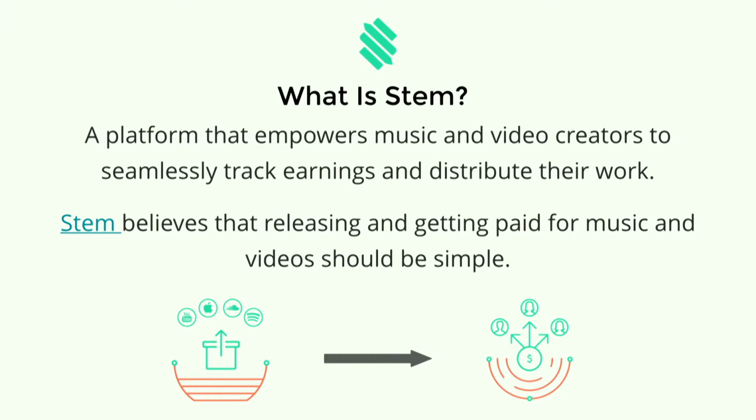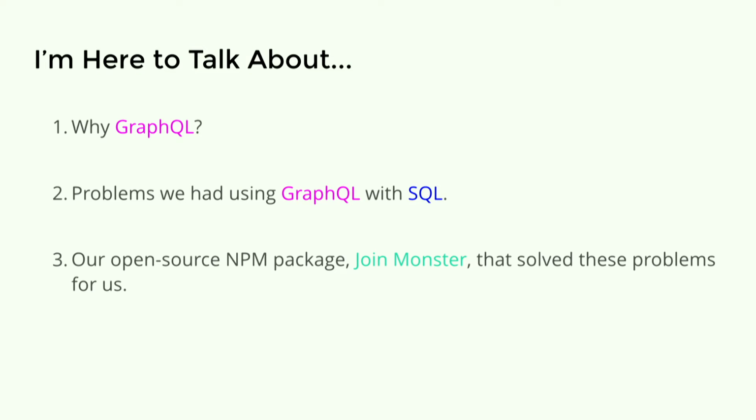So Stem is a platform that empowers music and video creators to distribute their content and track their earnings. We want to make it really easy to release and get paid for your music and video. But today I'm here to talk about why we chose GraphQL for our API, some problems that we had in using it with SQL, and how we solved these problems with our open source NPM package, Join Monster.